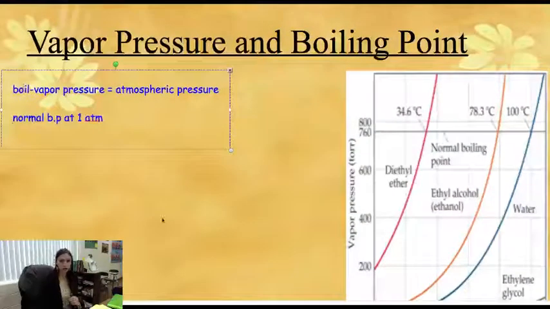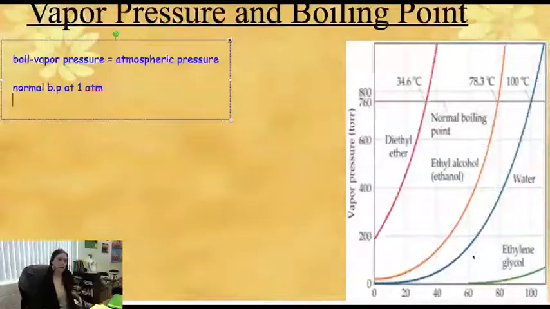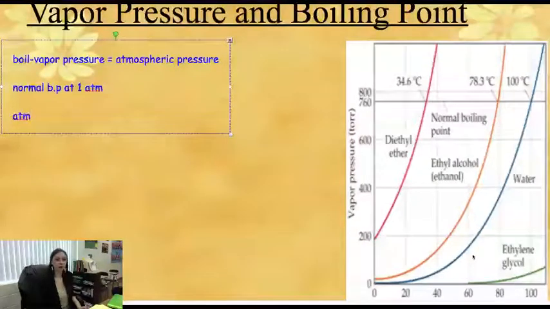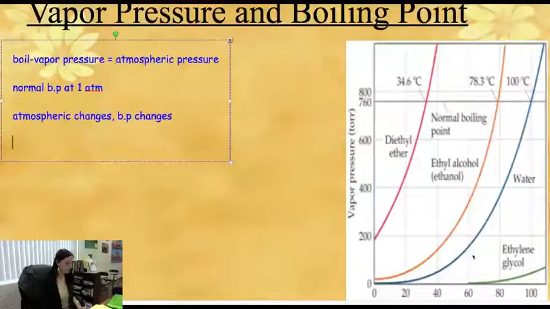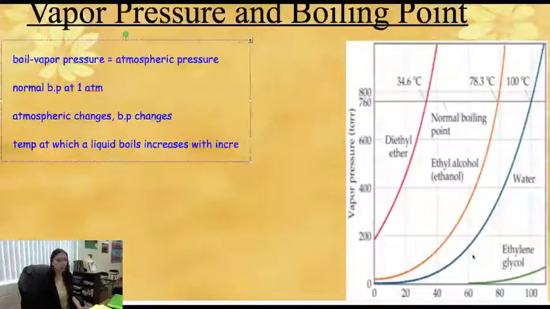If we look here at an example, we have water. At 760 torr, it's going to vaporize at 100 degrees. But if we have an atmospheric pressure of, say, closer to 400, then it's going to boil at around 80-some degrees. So you've got to be very careful about what your atmospheric pressure is. If atmospheric pressure changes, then your boiling point changes. The temperature at which a liquid boils increases with increasing pressure.